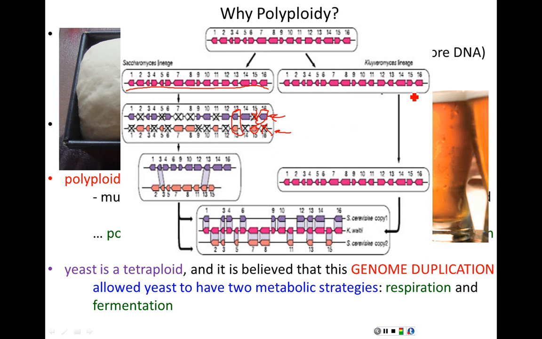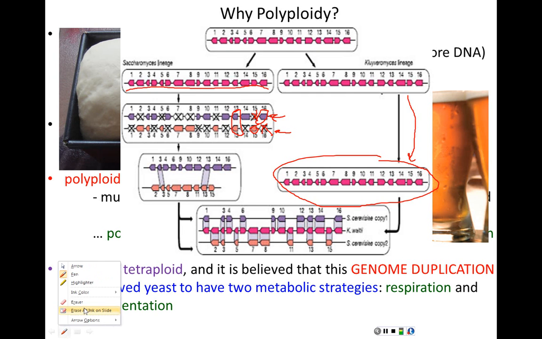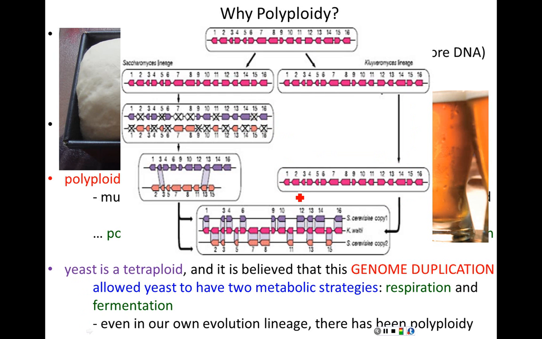Yeast's closest relative, called K. lactis, a different type of yeast, did not have the gene duplication event and still is only diploid, and this K. lactis cannot ferment and respire. It is restricted to only one metabolic strategy because it didn't have the opportunity to tinker and play with a genome. Even in our own evolutionary lineage, way, way back, prior to the primate line, there have been polyploidy events that have allowed us to evolve our own multiple strategies for survival.